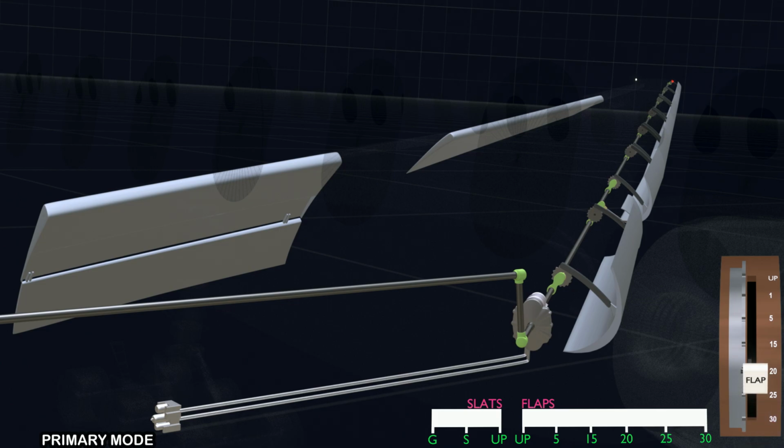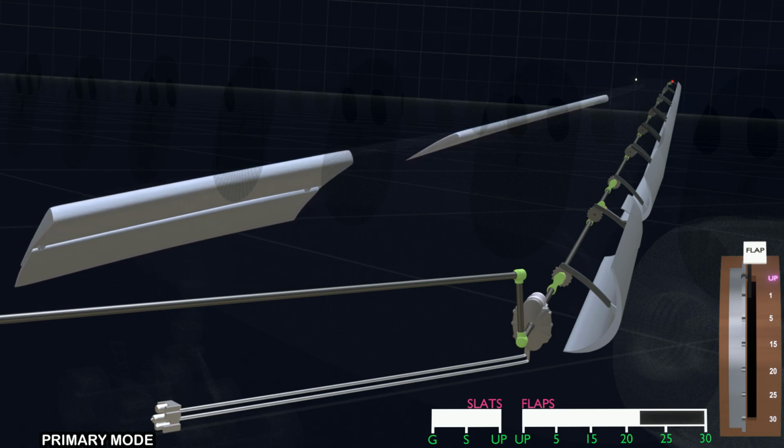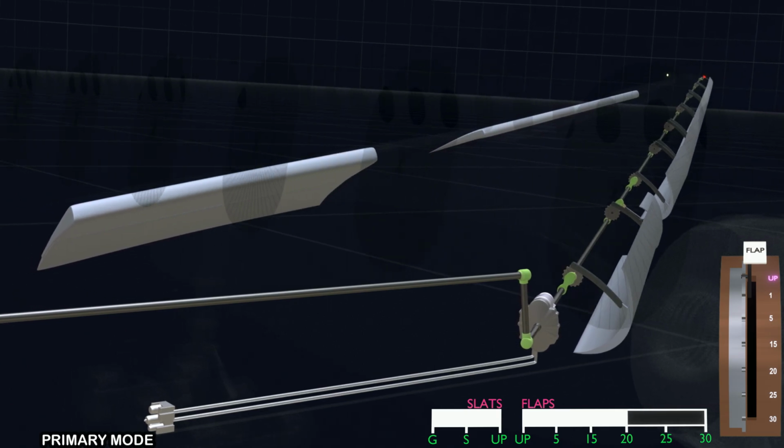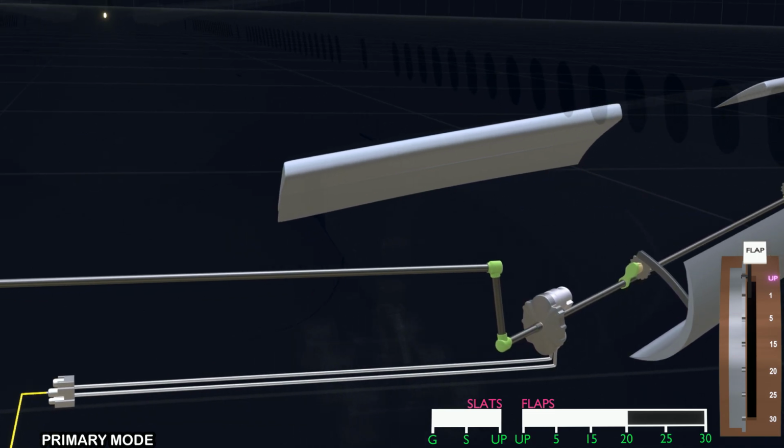Now let's look at the retraction sequence. First, the flaps retract to 20. Next, the slats are commanded to the sealed position.